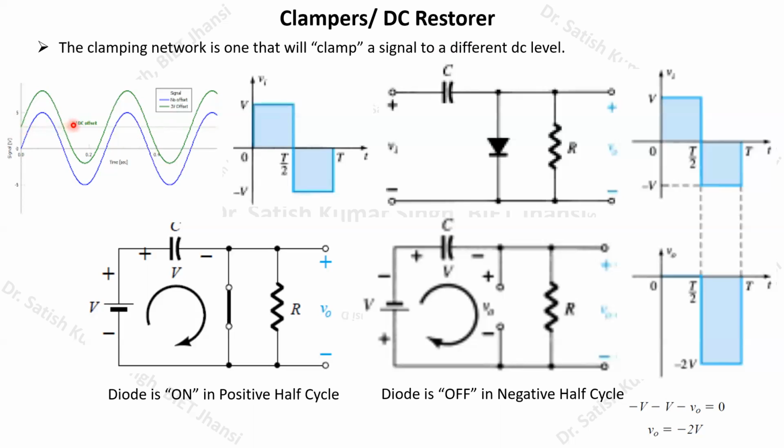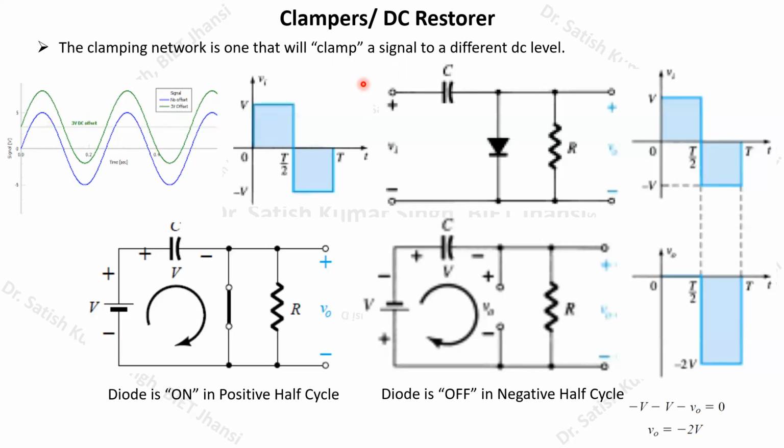So if you add a negative DC voltage, that time this blue curve will be downshifted. Okay, it will be getting downshifted. So that is the meaning of clamping a signal to a different DC level that you have to first understand.